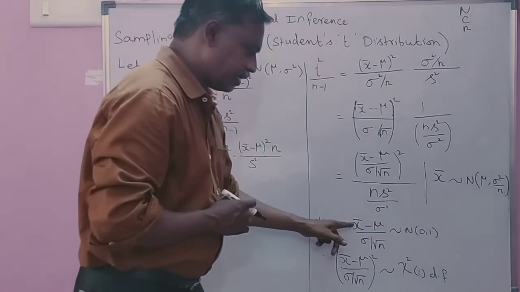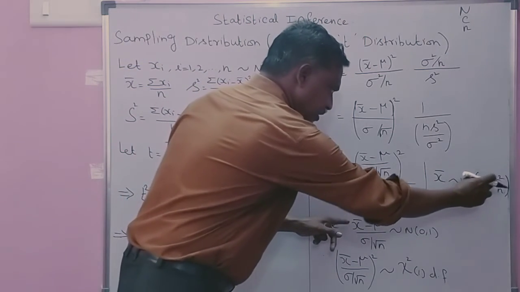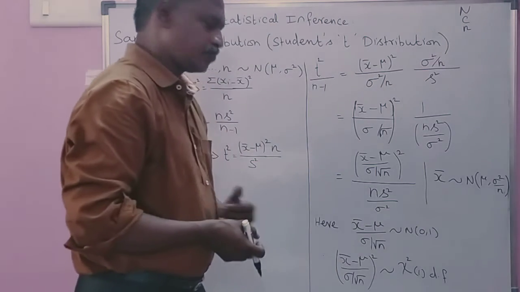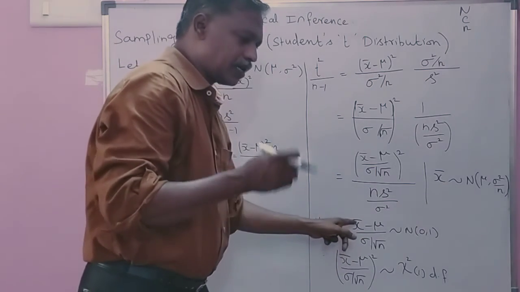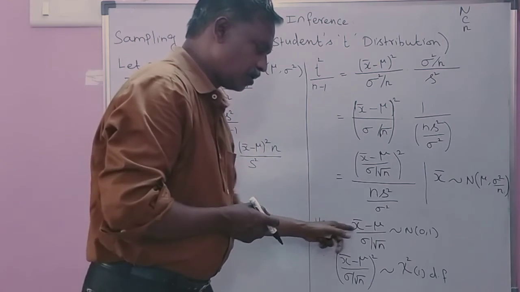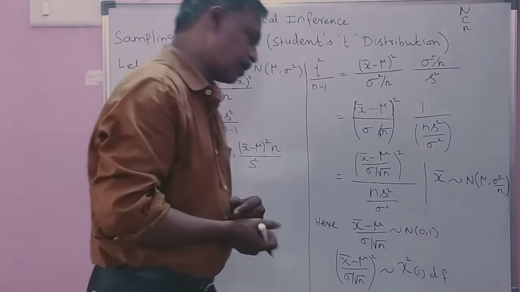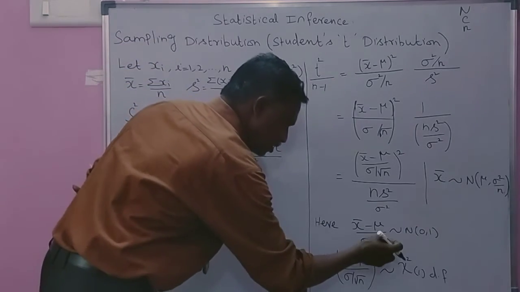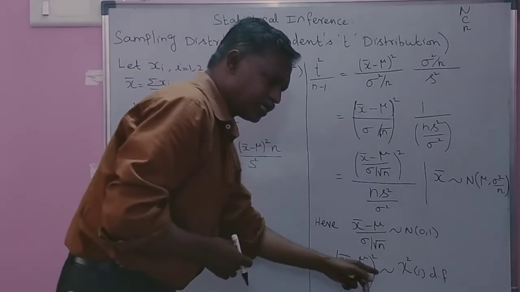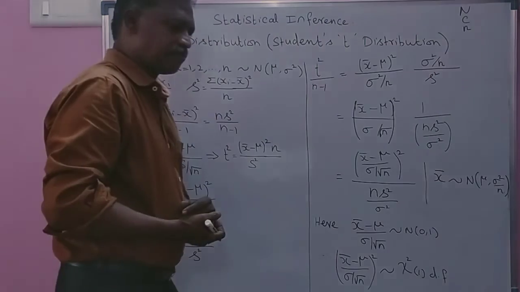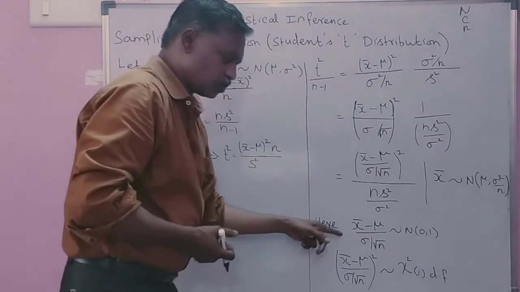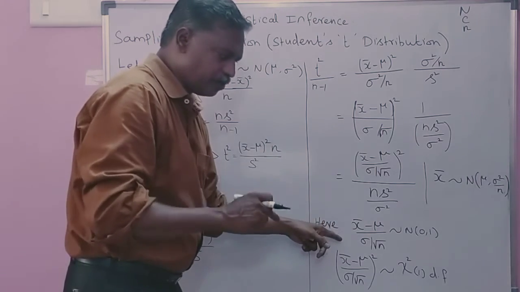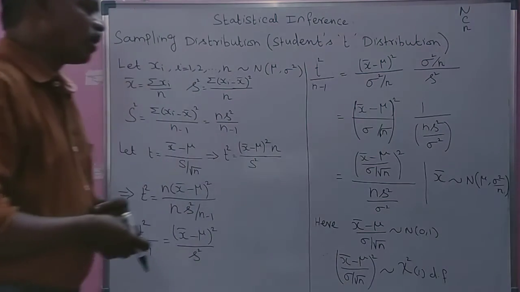So now (x bar minus mu) divided by (sigma by root n) follows normal 0, 1. This is nothing but the standard normal variate for x bar. This is a very basic result. Now if you square this, it will be a chi-square distribution with 1 degree of freedom. This is one theorem: when we square the standard normal variate, it will be a chi-square variate with 1 degree of freedom.